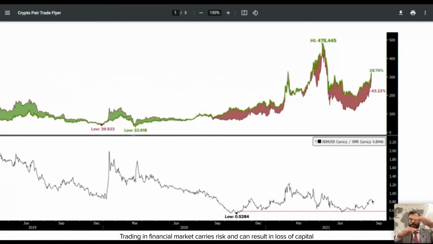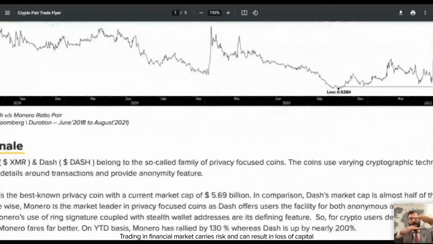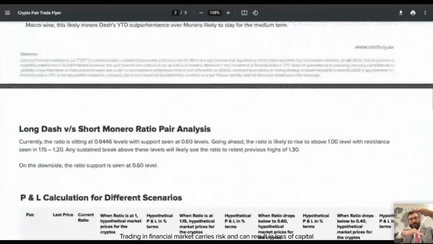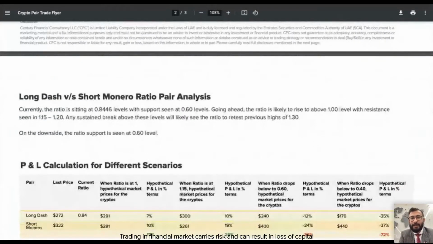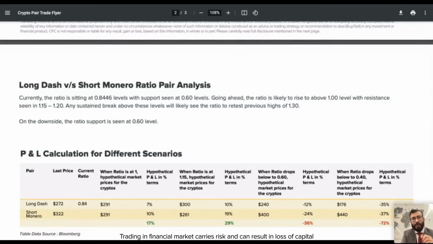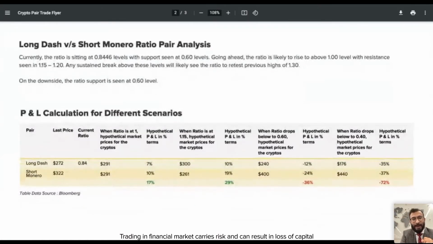So the whole idea is that this gap between Monero and Dash, consider this ratio as a gap, will increase. And how will it increase? If Dash prices start going higher and Monero prices start going down. So we are looking to see the ratio at the 1 level, with resistance seen at 1.5 and 120. And on the downside, the ratio support is seen at 0.6.